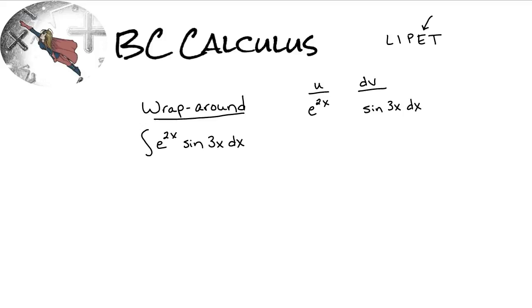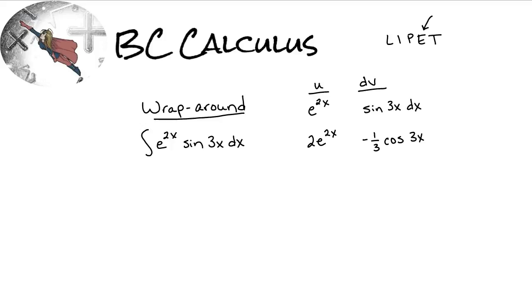So now I take the derivative of the u column, so that's going to be 2e to the 2x, and I take the antiderivative of the dv column. Well, the first antiderivative of sine 3x is negative 1/3 cosine of 3x.